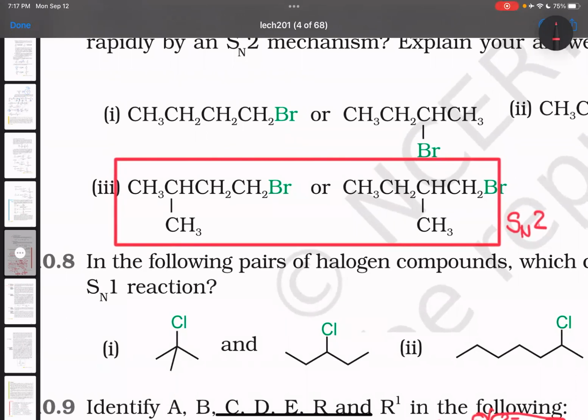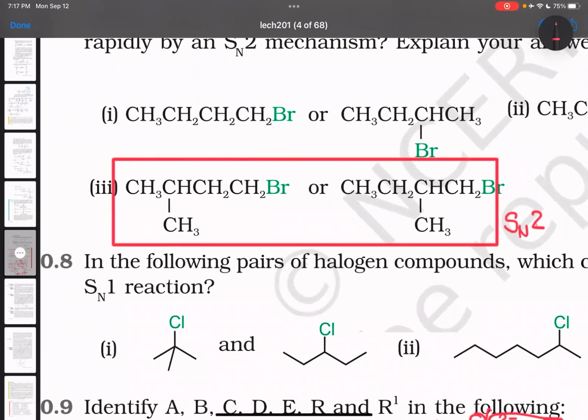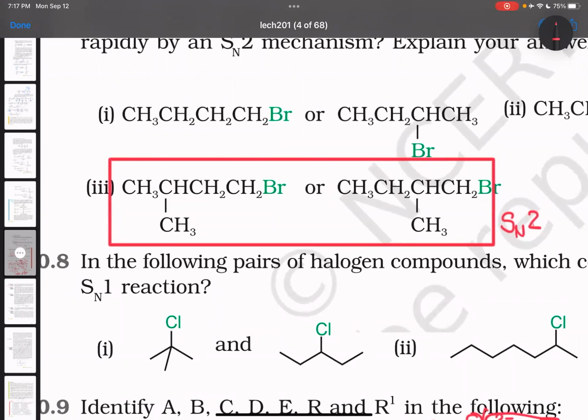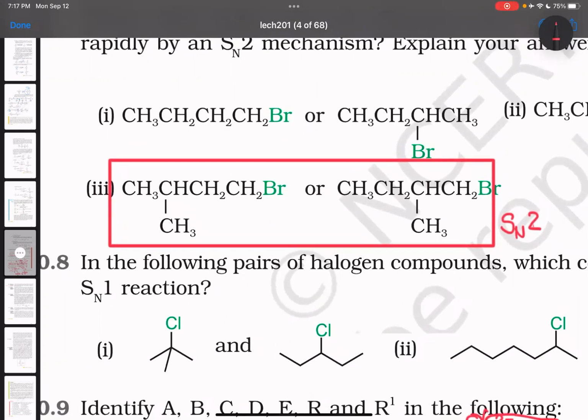Sir, but for this question, these are 2-degree alkyl halides? Pardon? Are these second degree alkyl halides? Yeah, second degree alkyl halides used to react a bit slower. Primary alkyl halides are the alkyl halides having the maximum number of hydrogens on the carbon which was carrying the halogen. So they used to react fastest. But here both are primary.